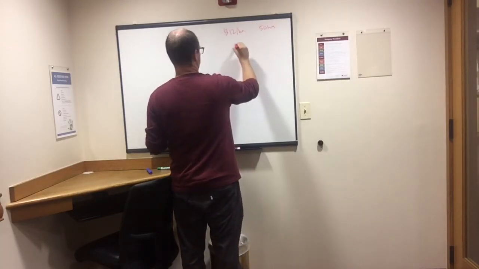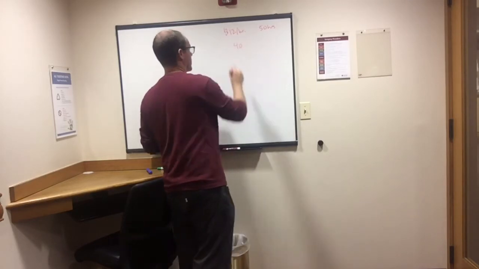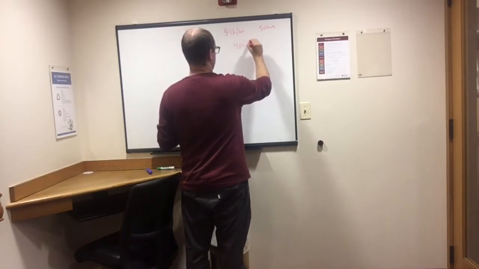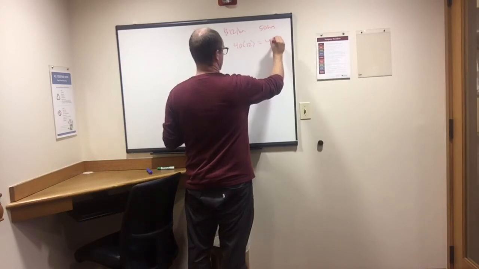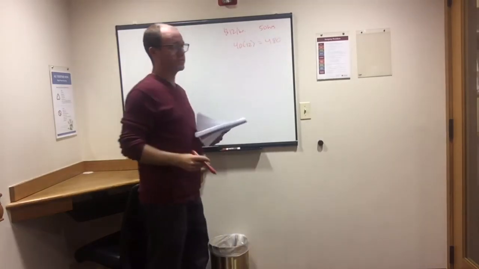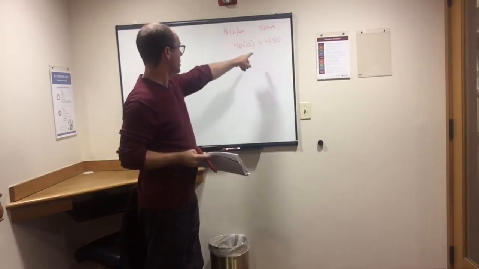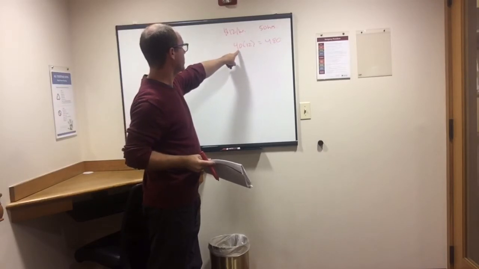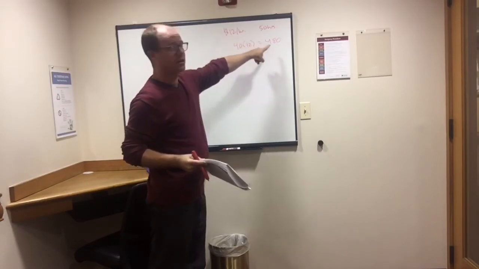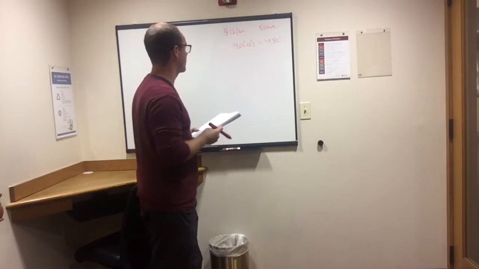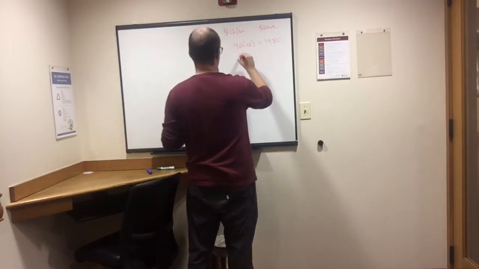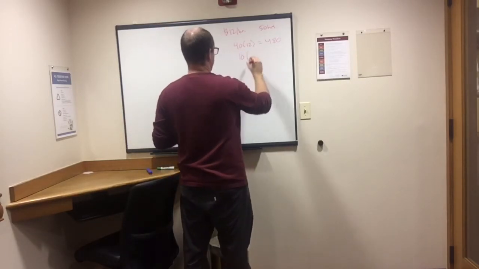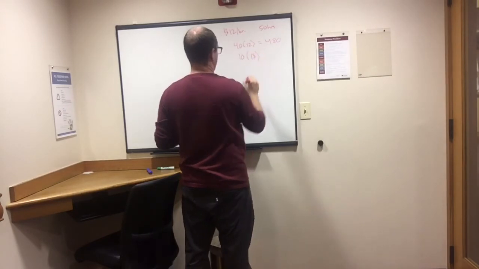For the first 40, they get this 12. 40 times 12 equals 480. So that's what they made in the first 40 hours: 40 hours at $12 an hour, they made 480. But then in the last 10 hours, they made 18 an hour. How did I get that?